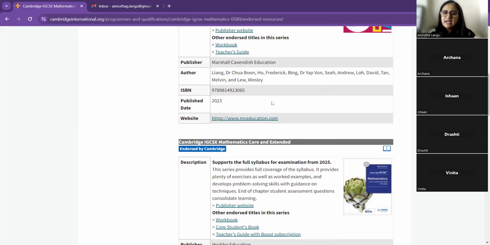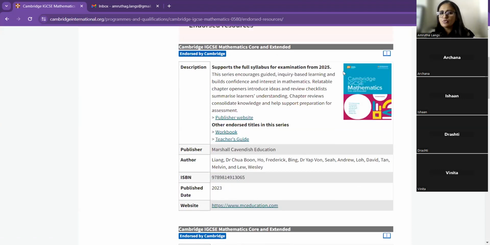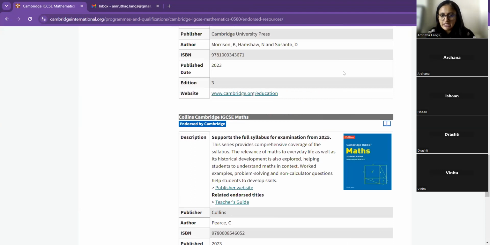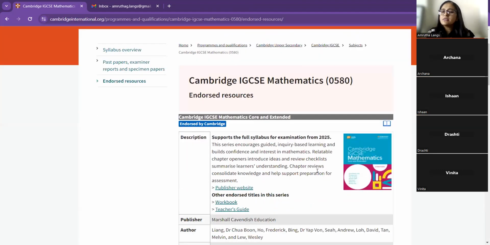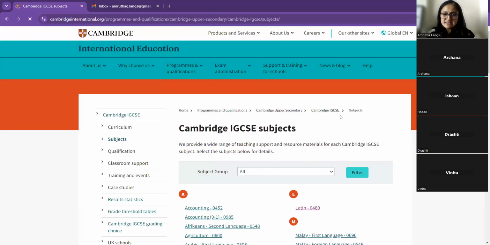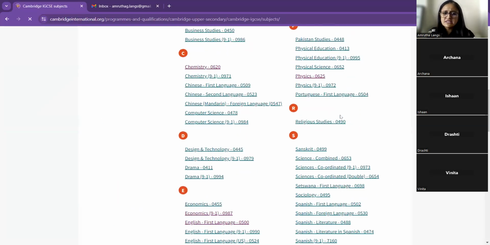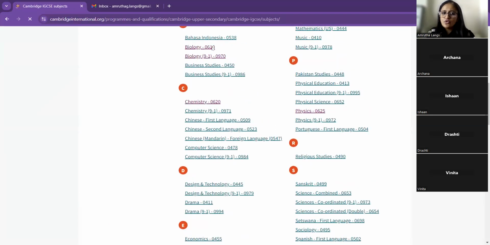So go here and check for the published date, 2023. Go on this website. Most of these books are available on Amazon India, so you can simply order them. But before ordering, before getting the books, I'm reiterating, always please check this website. That's about the subjects. Similarly, for all the sciences as well, if you go here, I'm just showing a science subject.